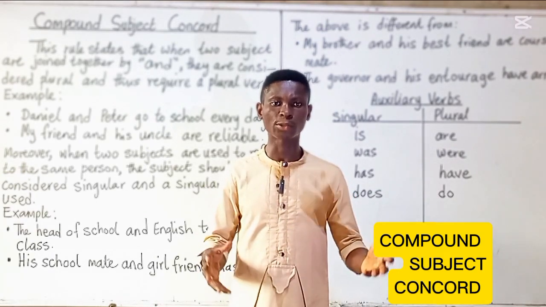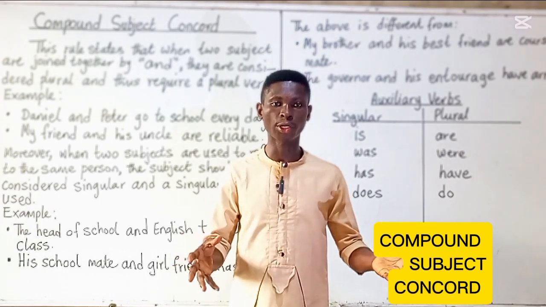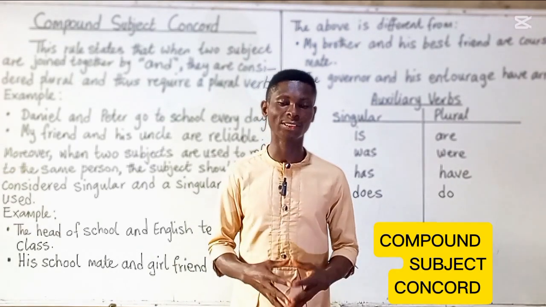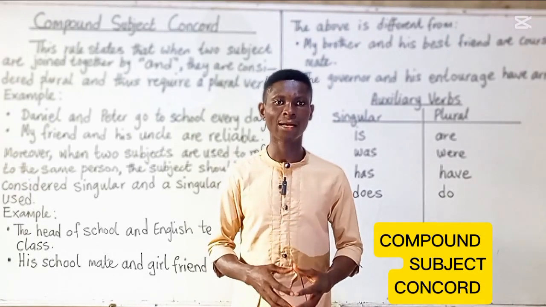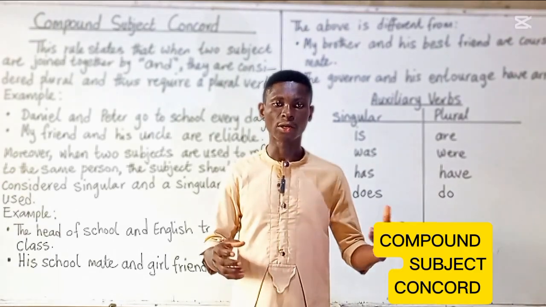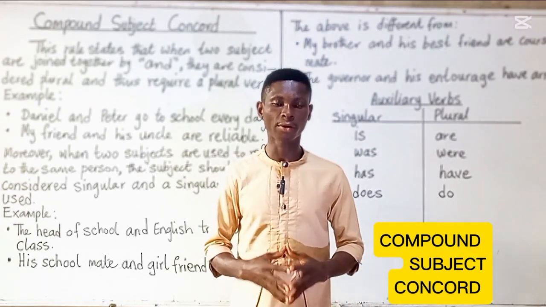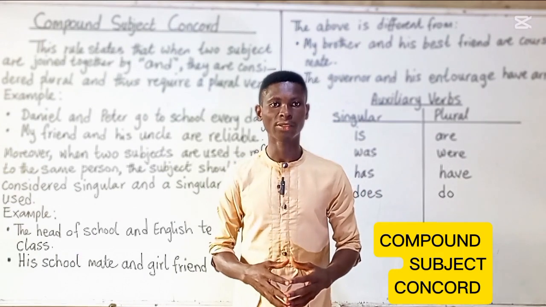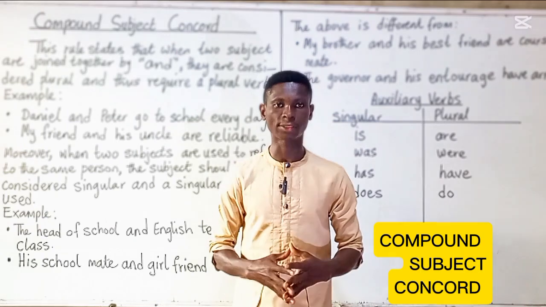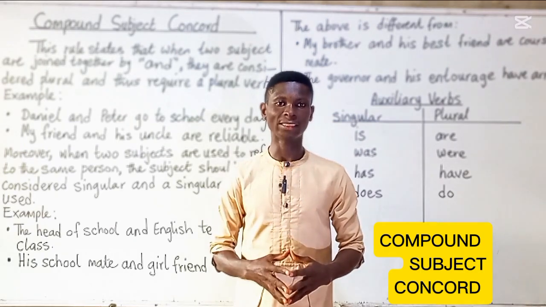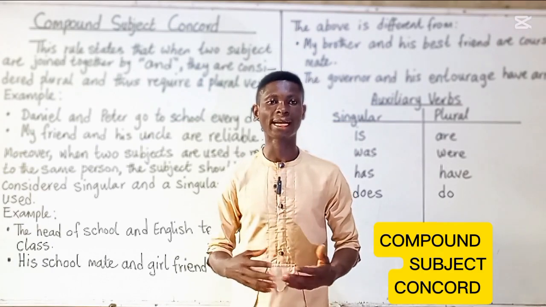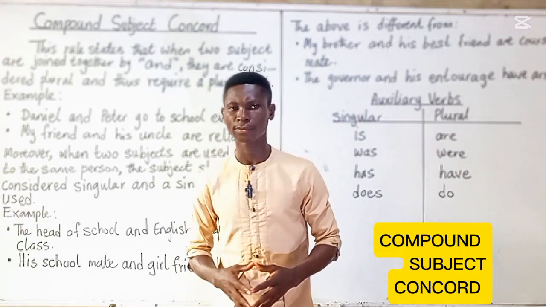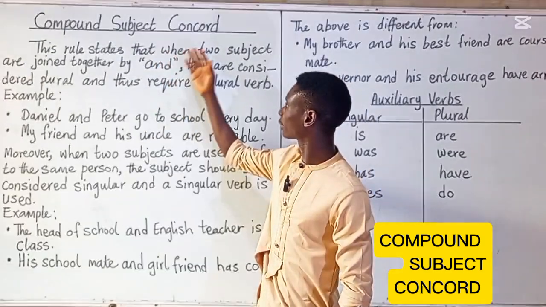And mostly the two entities are joined by a coordinating conjunction. We have many coordinating conjunctions in English language. Major ones are and, but, nor, or. So, a situation that you have any of the coordinating conjunction linking two subjects together. How do we consider such subject and what is the kind of verb that the sentence will attract? That's what we want to consider. So we have here compound subjects concord.